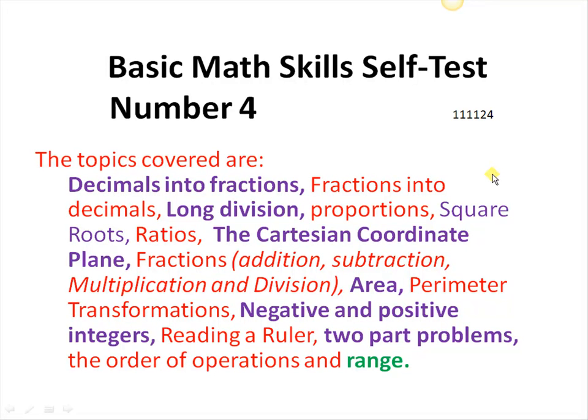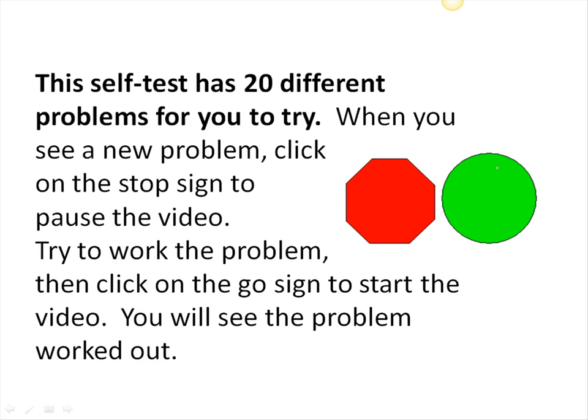Basic math skills self-test number 4 is very similar to 1 through 3. However, I've changed a few things, added a few things, made it a bit more challenging. So if you see something that you just can't figure out, give it a try and then see how it's done. This self-test has 20 different problems for you to try.